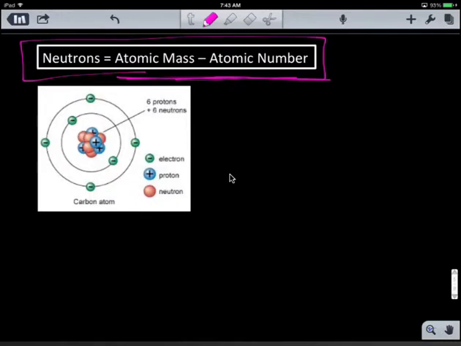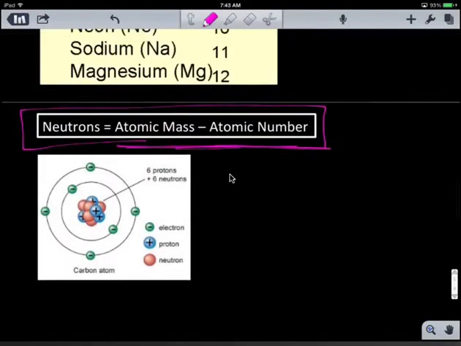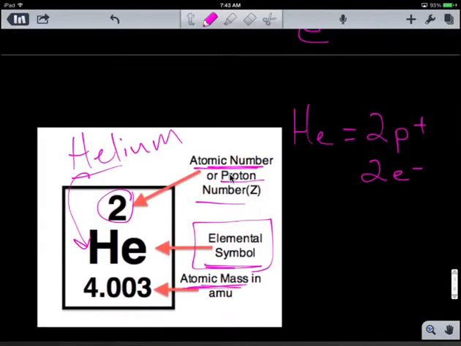So if you need to pause the video, I'll just let you pause the video and write that into your notes. Now we'll come back up to helium, because we weren't done with that.